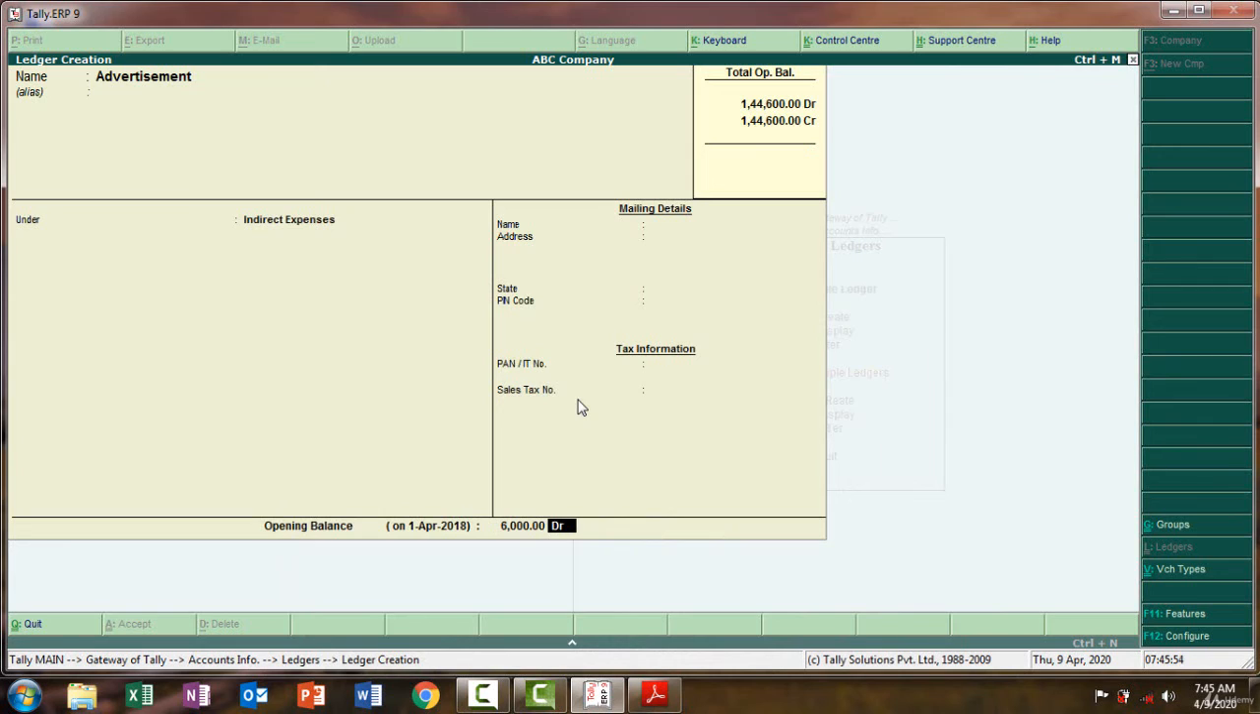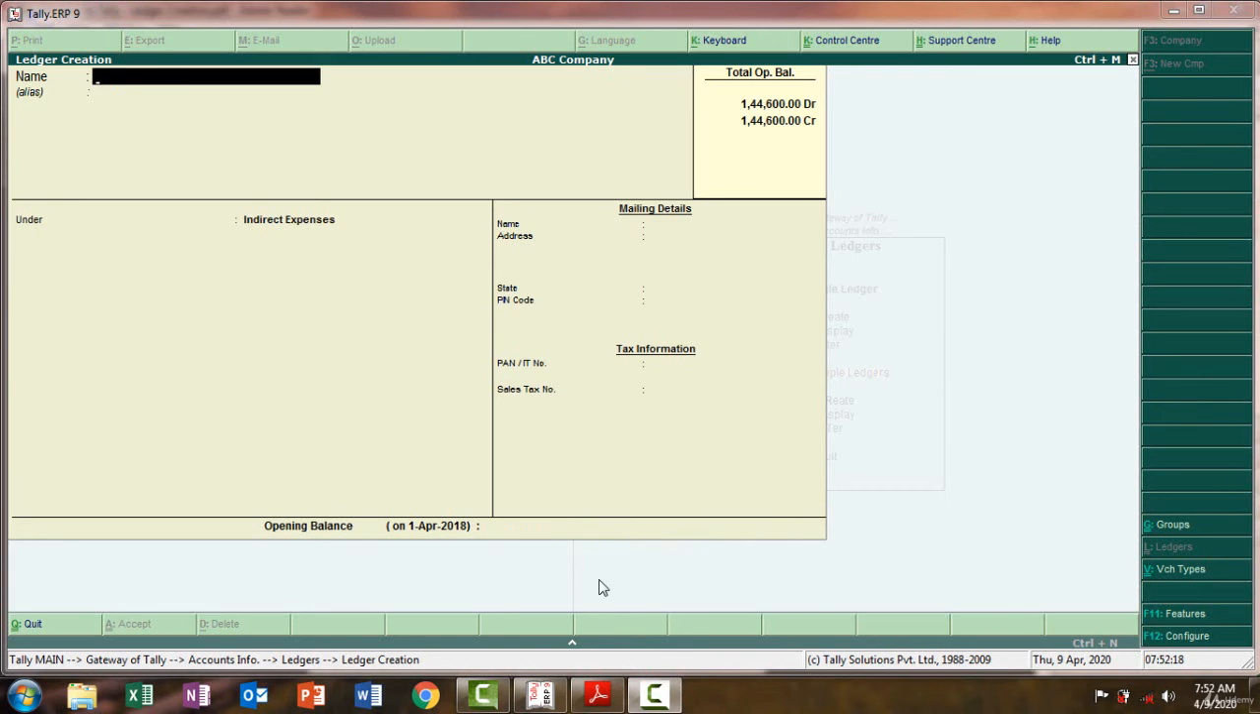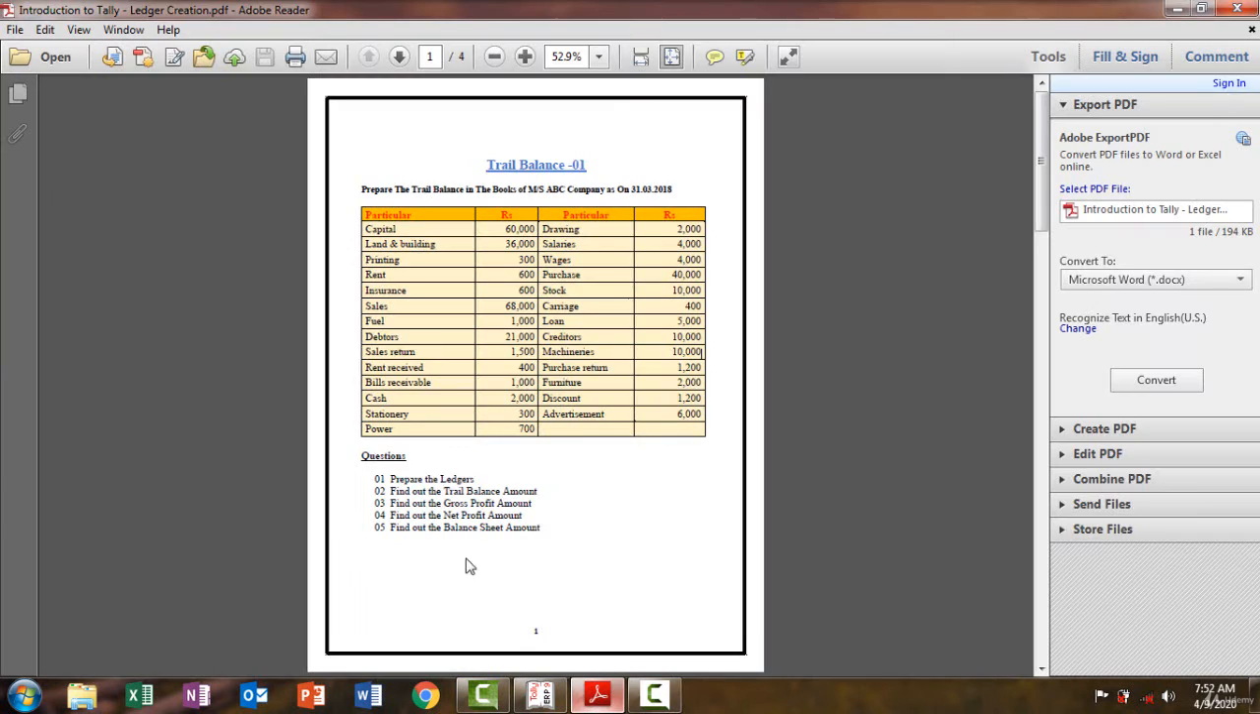You can see that if you debit, the total will balance, I mean equal. The debit side is 144,600 and the credit side is 144,600. Then I'm going to put that in. Okay, yes. Now we are going to look at the questions.